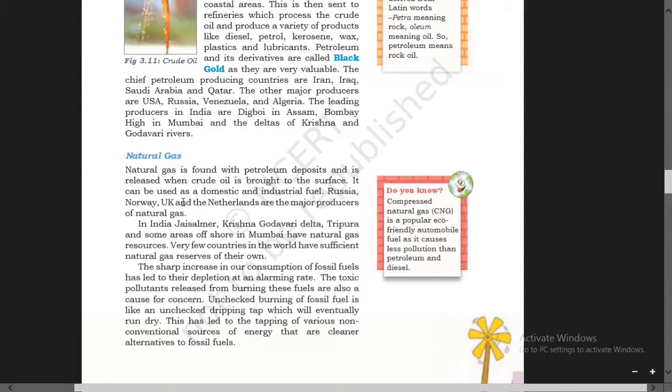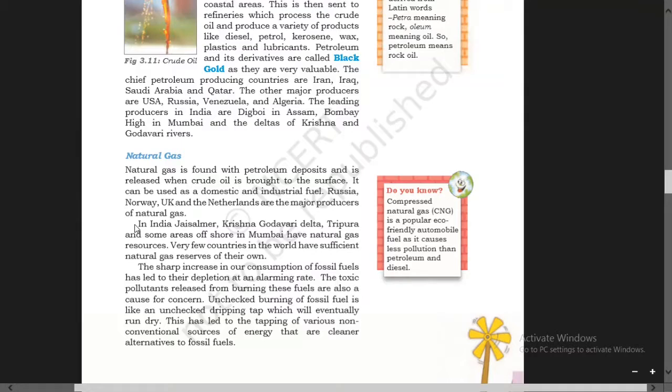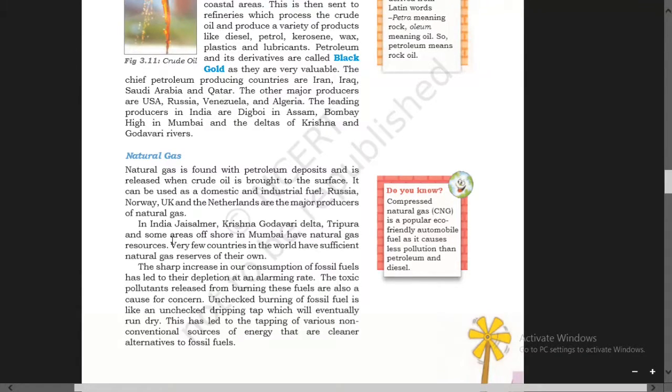Russia, Norway, UK, and the Netherlands are the major producers of natural gas. In India, Jaisalmer, Krishna Godavari Delta, Tripura, and some areas offshore in Mumbai have natural gas resources.